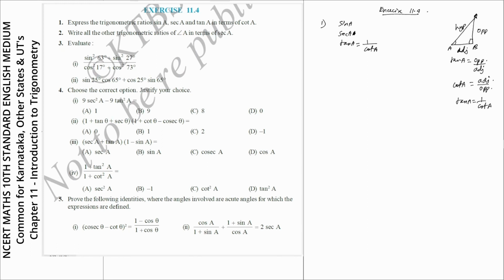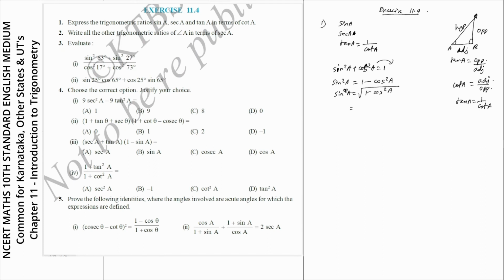Now sin A I should express in terms of cot A. Now we know the trigonometric identity that sin square A plus cos square A is equal to 1, right? This is one of the trigonometric identities. Okay, sorry, this is cos square A. Now I'll bring this to the right hand side. So sin square A is equal to 1 minus cos square A. If I take square root, sin A is equal to square root of 1 minus cos square A I'll get.